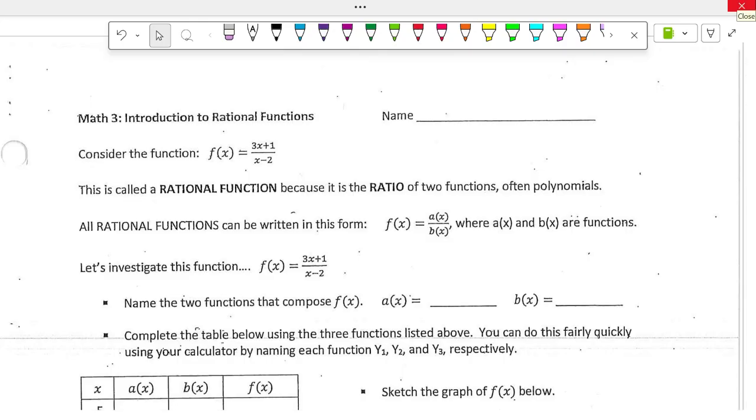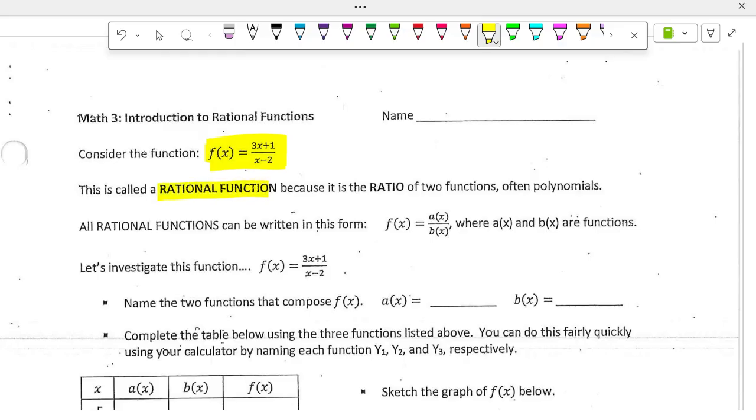All right. Now, rational function graphs are, for lack of a better term, pretty wonky. They look weird. That's the best way I can put them. But there's a lot of things that go on with those graphs. So, first off, let's consider this rational function: 3x plus 1 over x minus 2.